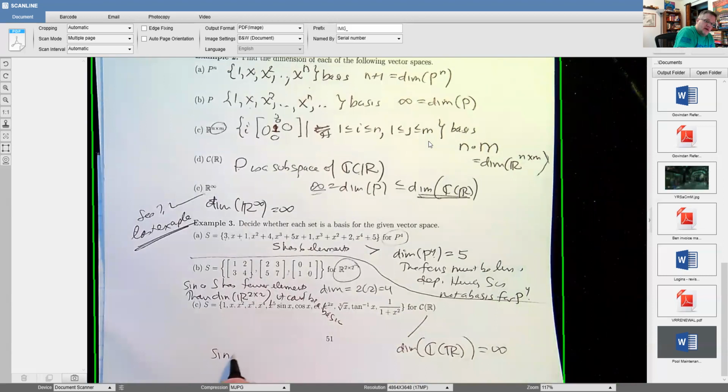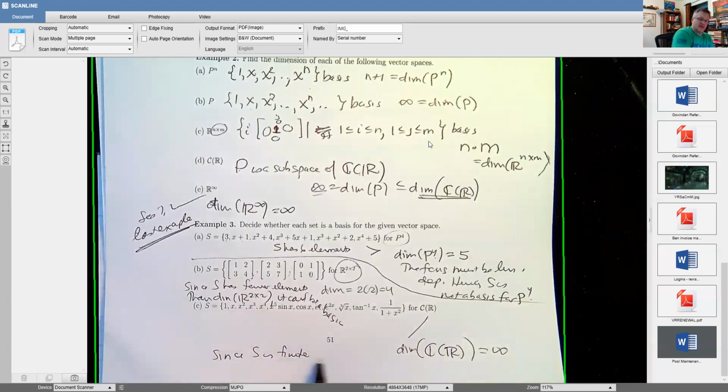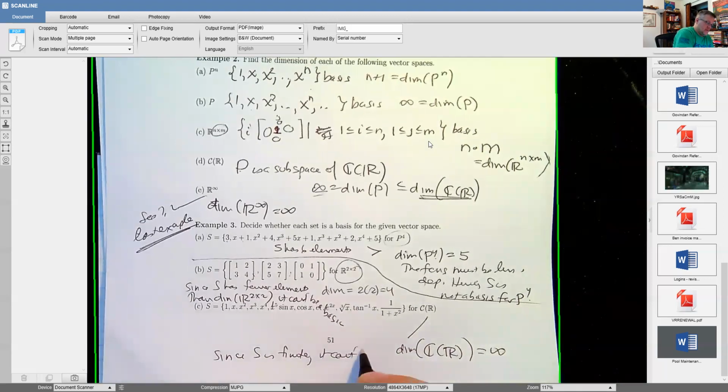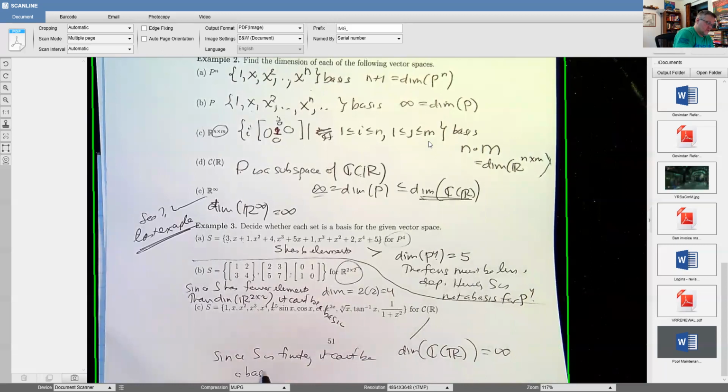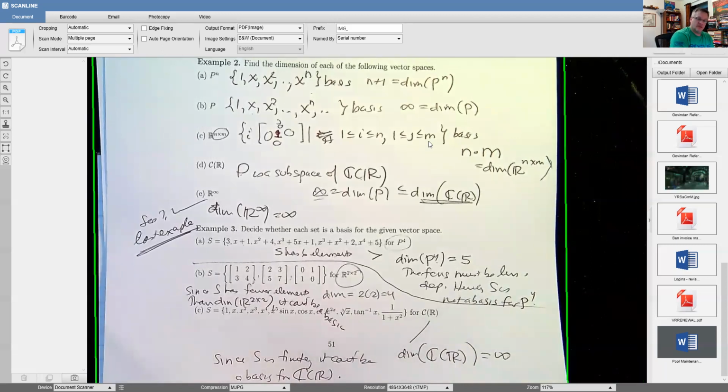And so what we would say is that since S is finite, in other words, it contains finitely many elements, it can't be a basis for C of R, a space that has an infinite dimension.